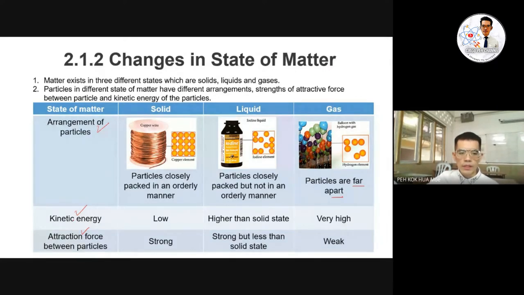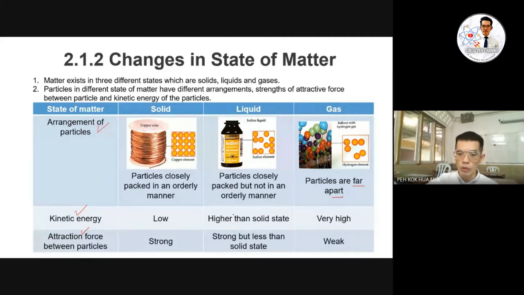So the kinetic energy of the solid will be very low, because the attraction force between the particles is strong. If the solid particles are provided with enough energy, they will be able to overcome the attraction force between the particles and become liquid. But here we just compare the kinetic energy contents of the three different states.